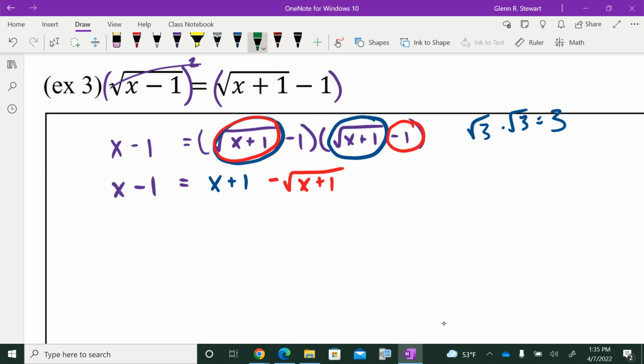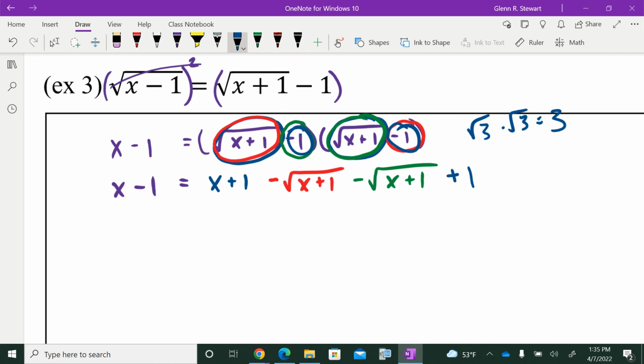Okay, so now the next part. So in green, negative 1, and then the square root of x plus 1. So that's negative square root of x plus 1 again. And then I'll use blue. Okay, negative 1 and negative 1. That becomes the plus 1 in the back. Oh, okay. I get it now.